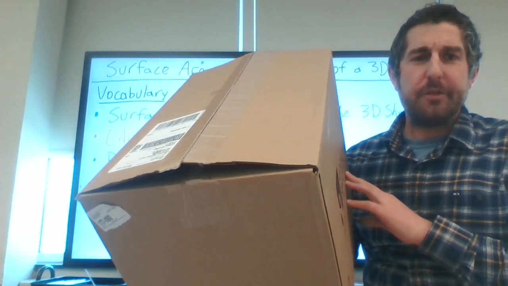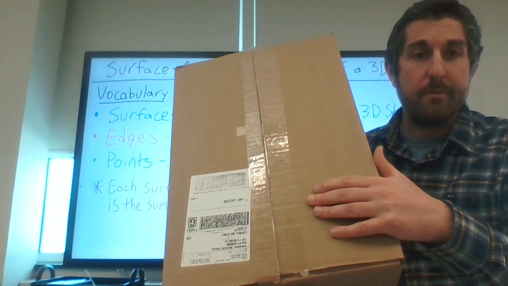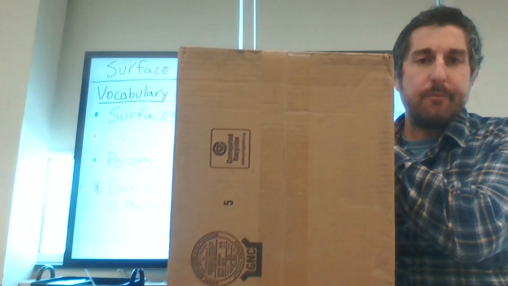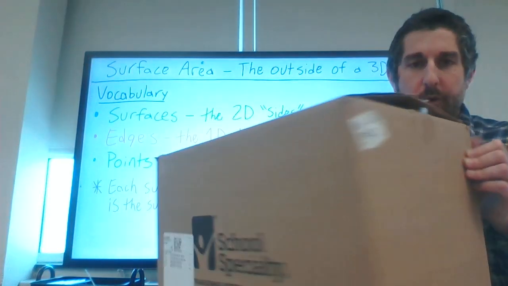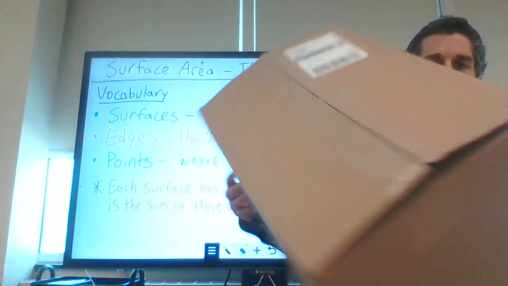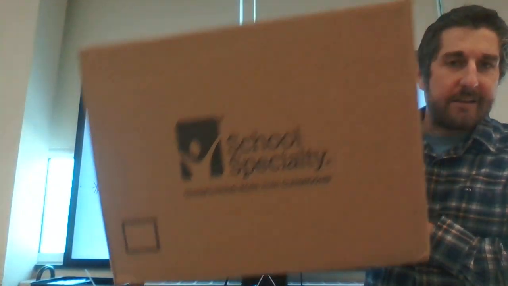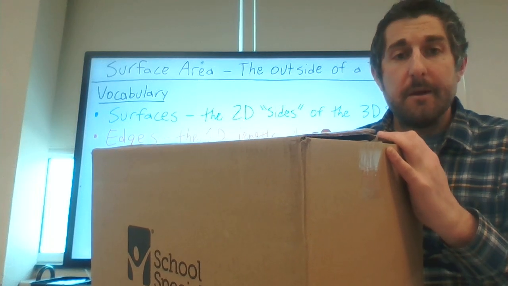But let's go through all 6 of the surfaces of this box. We, of course, have the top. And then opposite the top, we have the bottom. And then we have what we'll call the front, which is the short side. And opposite that, we've got the back. And then we've got the left side. And we've got the right side. So there are 6 surfaces in all to this box.